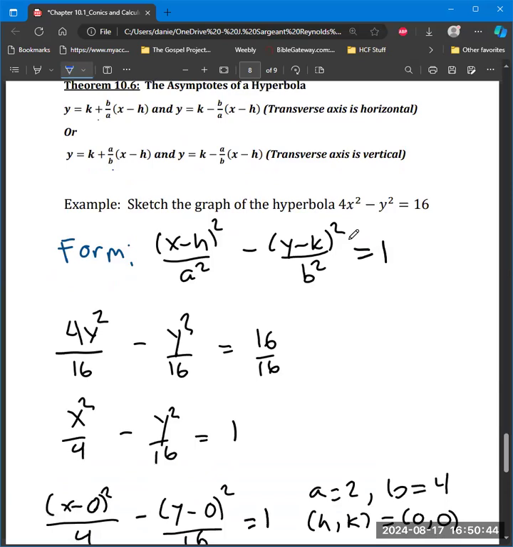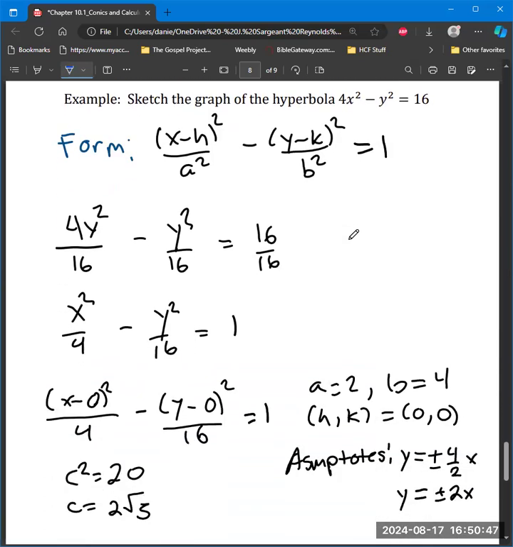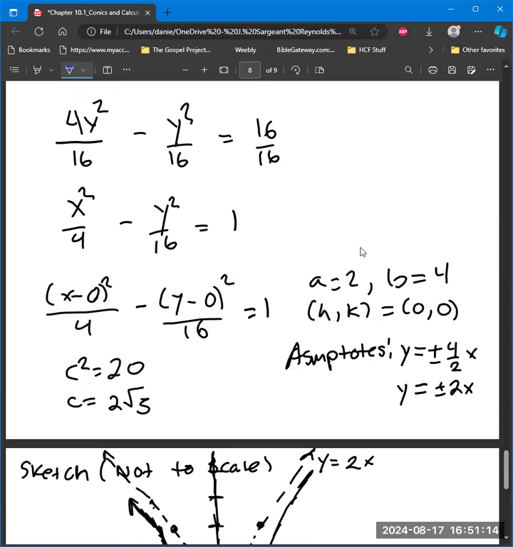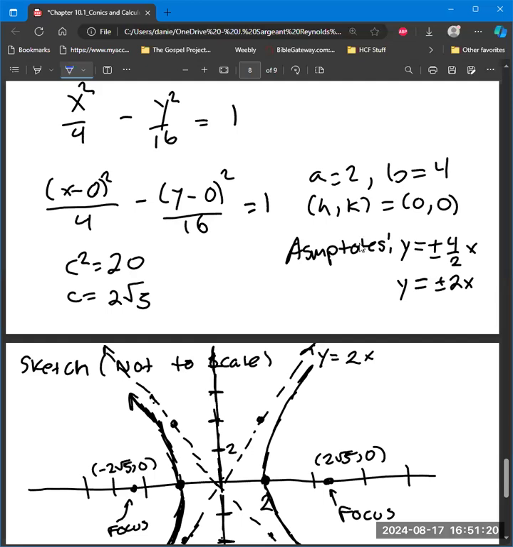So now let's sketch the graph of this hyperbola. 4x squared minus y squared equals 16. Again, you're going to want to get this to be equal to 1 to fit the form. So divide everything by 16, and we get x squared over 4 minus y squared over 16. We don't have an h and k to consider because they're 0. So my a is 2 and my b is 4. And c squared is going to be a squared plus b squared, so c squared is 20, making c equal to 2 root 5.